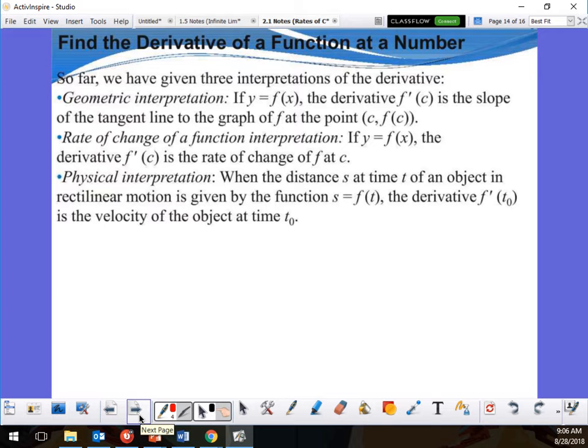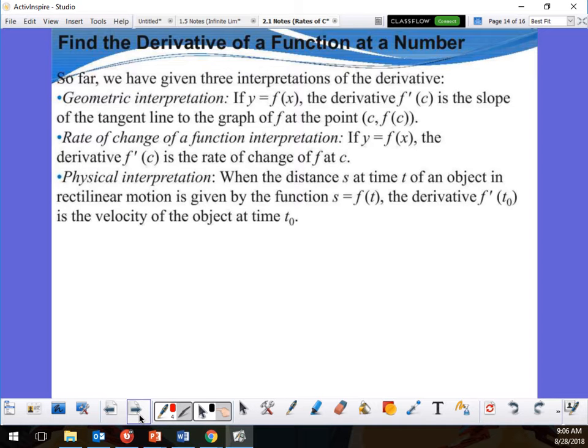All right, so far I've given 3 interpretations of the derivative. Geometric interpretation: if y equals f of x, then the derivative f prime of c is the slope of the tangent line to the graph of f at point c, f of c. That's the x and y values for that certain point that I'm plugging in, right? Good. Rate of change of a function interpretation: if y is equal to f of x, the derivative f prime of c is the rate of change at c, which is basically, rate of change is slope.